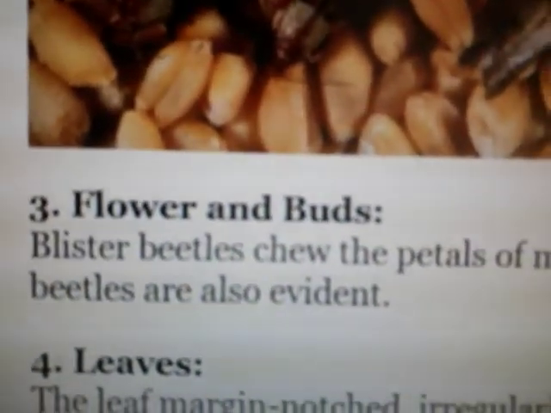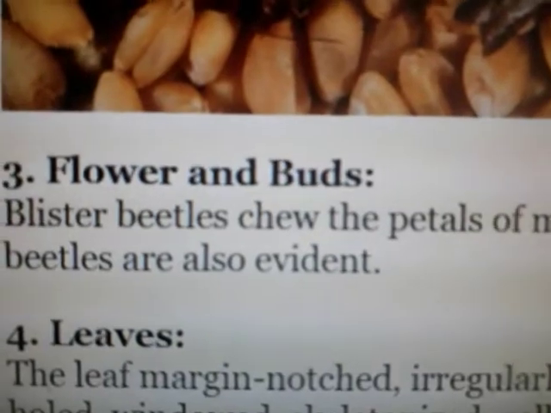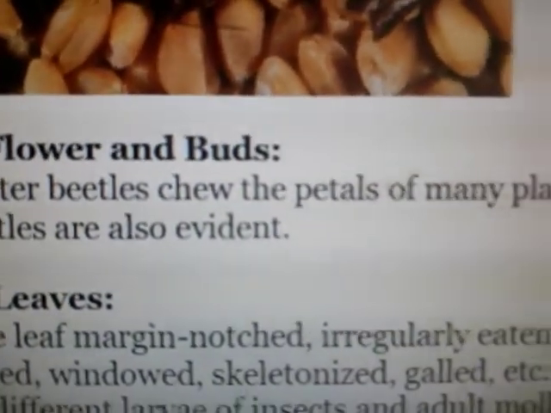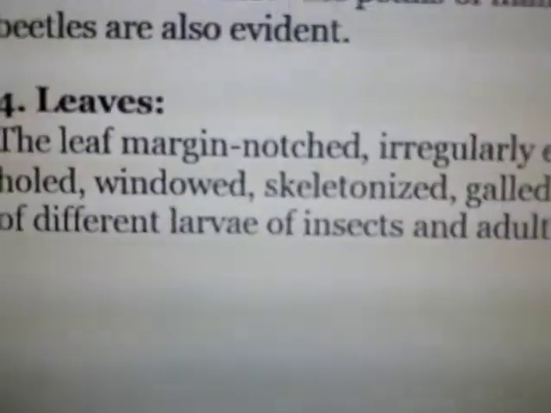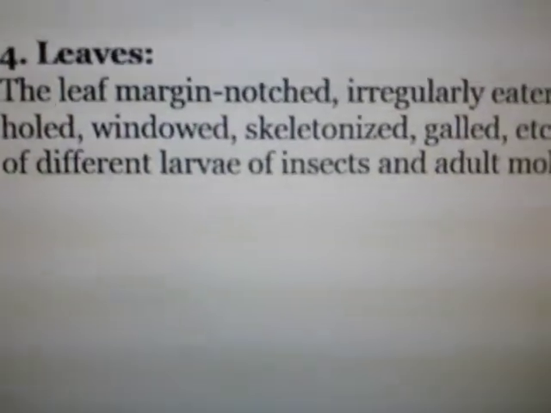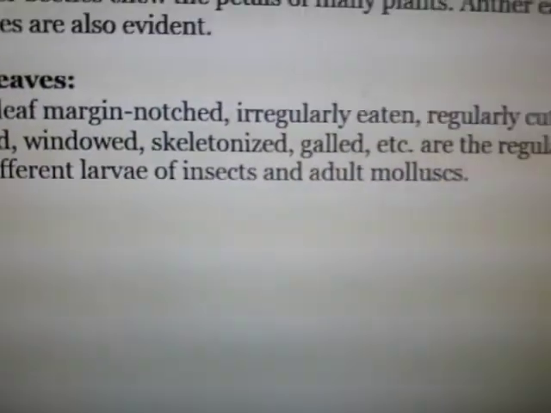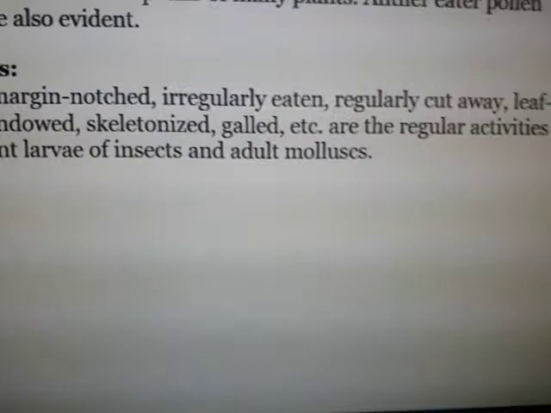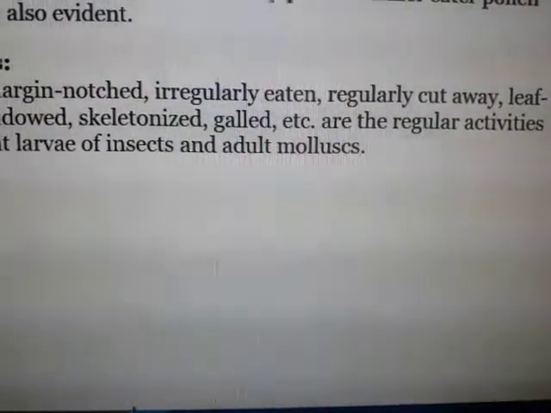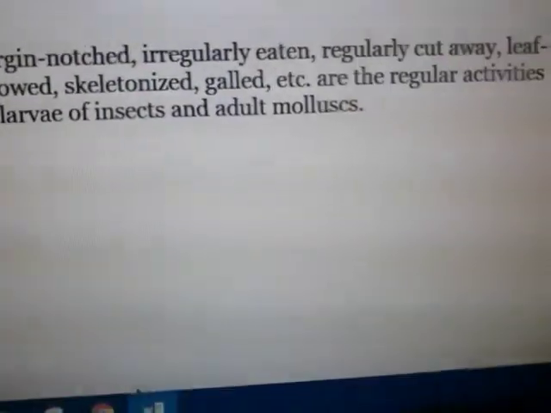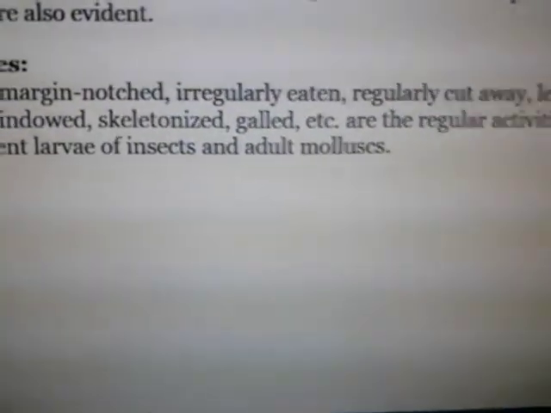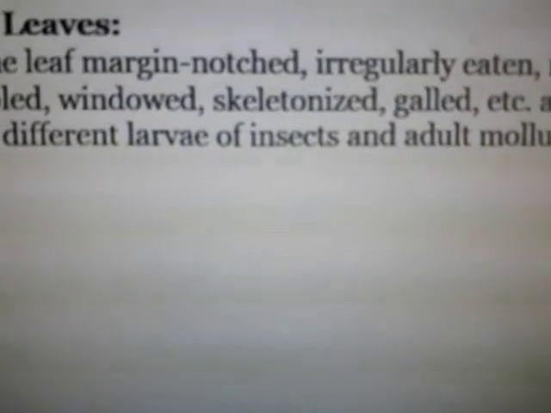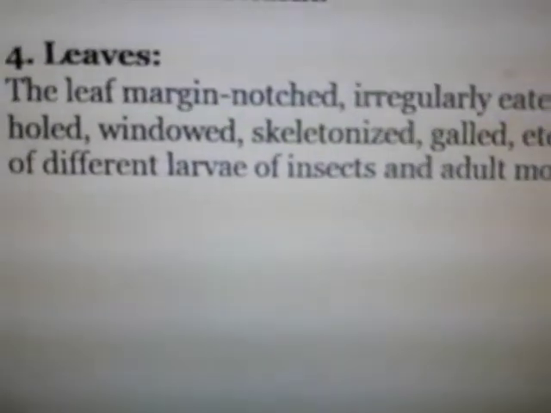Flowers and buds. Blister beetles chew the petals of many plants. Anther eater pollen beetles are also evident. Leaves. The leaf margin notched, irregularly eaten, regularly cut away, galled, are regular activity of different larvae of insects and adult mollusks.